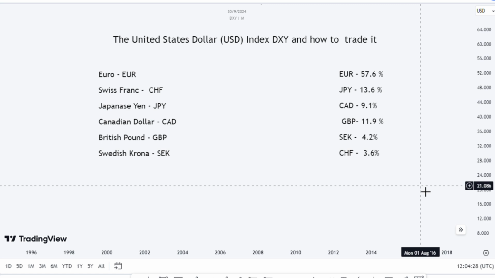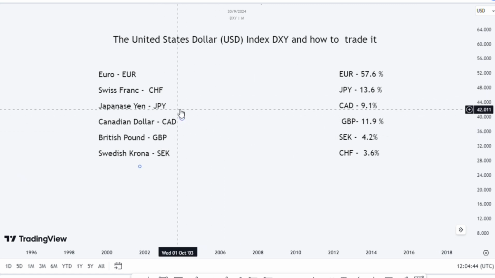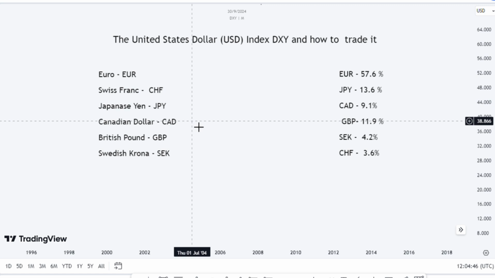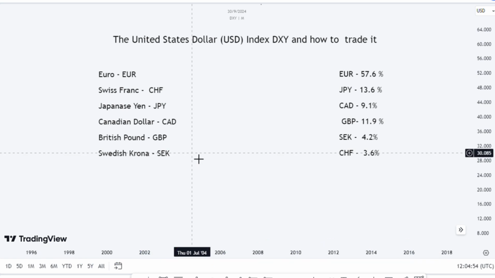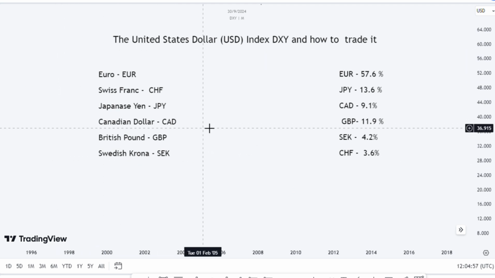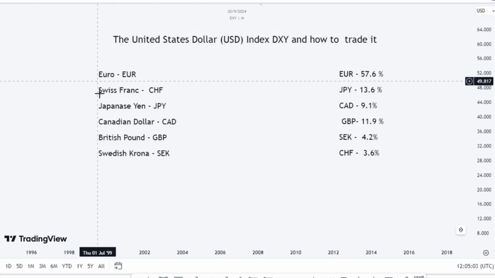So what happens is that there are 6 foreign currencies that are included in the basket. Now, these 6 currencies are the euro, the Swiss franc, the Japanese yen, the Canadian dollar, the British pound, as well as the Swedish krona. The Swedish krona is the currency traded in the Kingdom of Sweden. Is that okay? So these 6 currencies are the currencies that are included in the basket.